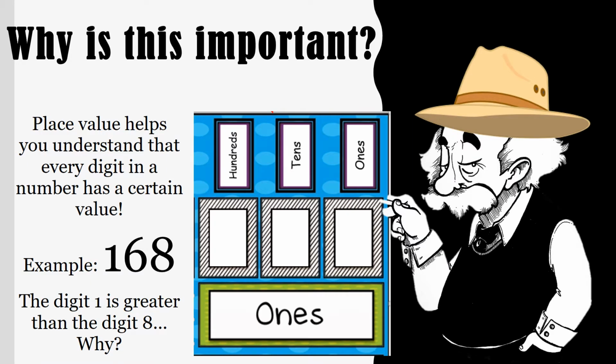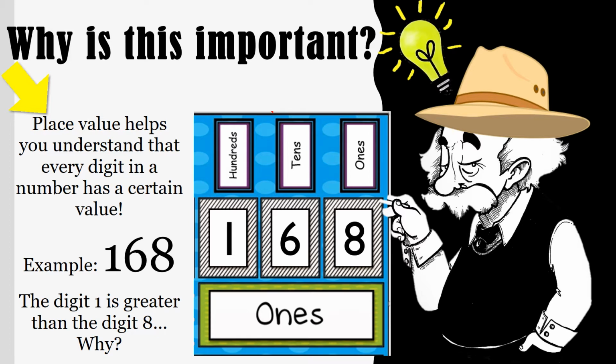Let's start by talking about why this is important. Place value helps you understand that every digit in a number has a certain value. Our example is the number 168. Take a moment and think about this. The digit 1 is greater than the digit 8. But why? Do you think you have an answer yet? Let's take it apart.